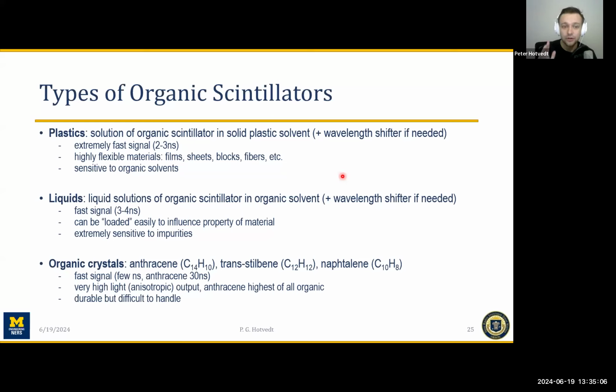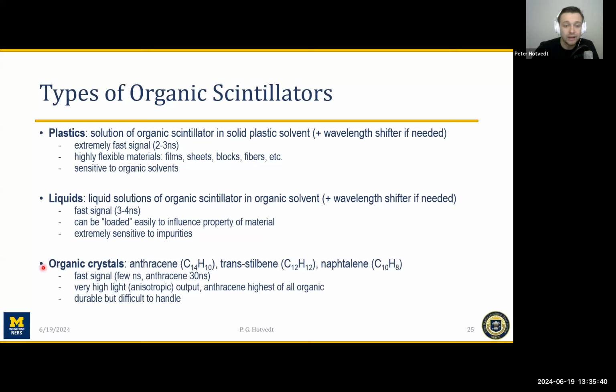They are, however, sensitive to organic solvents, so you have to take care not to expose them to those. We have liquid organic scintillators, which also have pretty fast signals, and they can be loaded very easily with other materials in order to influence the properties of the detector. So if you want to use a liquid scintillator for some application, you can do that by loading it with a different material.